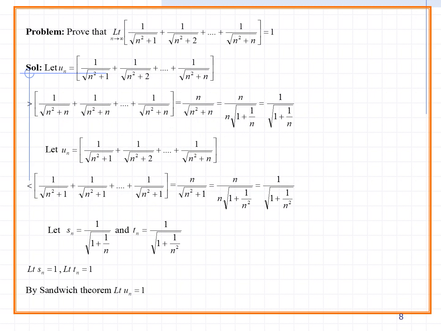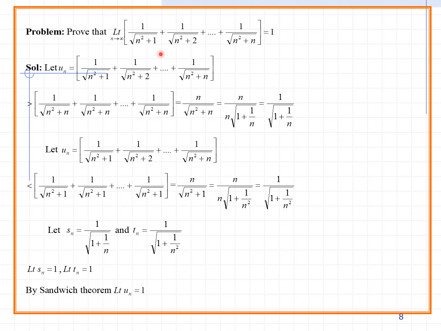So let us see this. This is a problem related to the sandwich theorem. What does the sandwich theorem mean? If Sn tends to L and Tn tends to L, then automatically Un also tends to L. You can prove it like that. See the problem. Prove that the limit as n tends to infinity of 1 by root over n square plus 1, plus 1 by root over n square plus 2, and so on, plus 1 by root over n square plus n, equals 1.